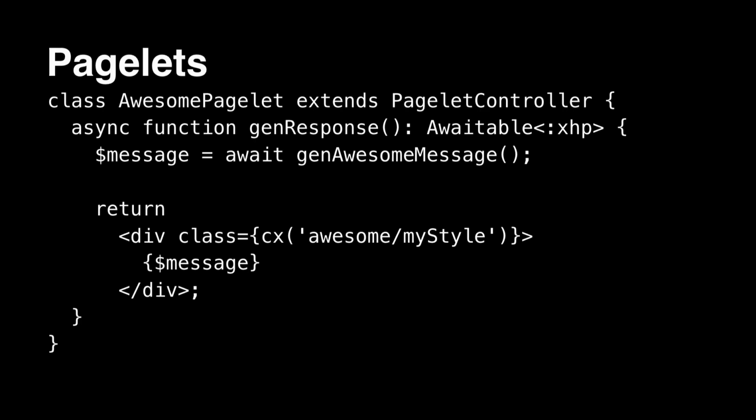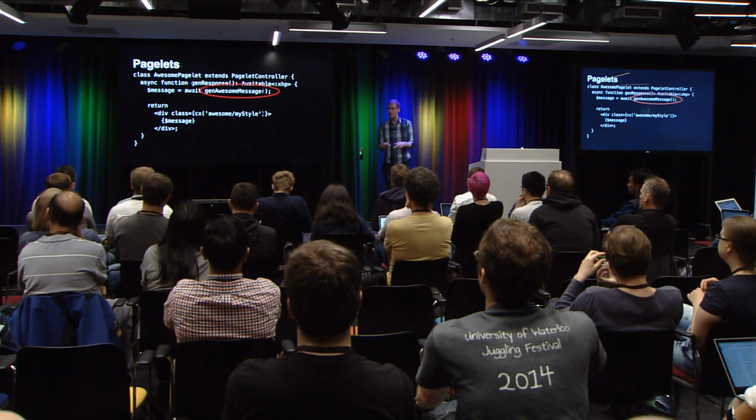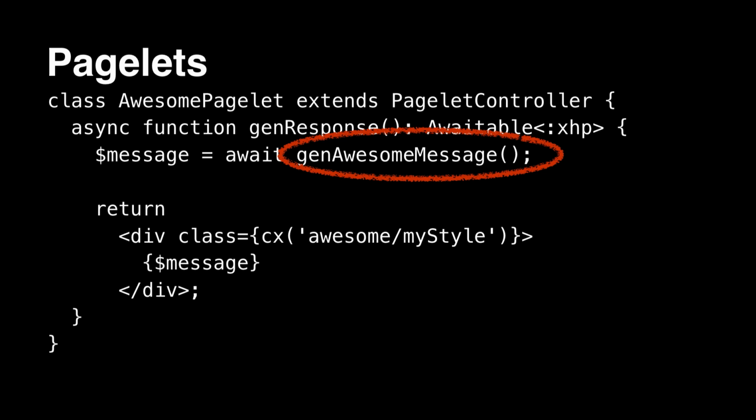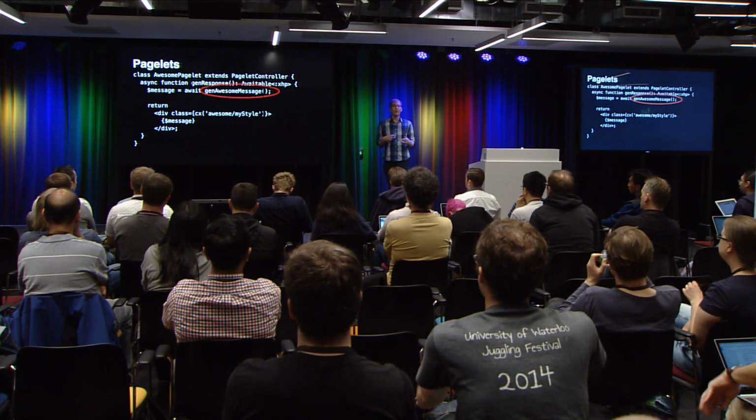So here's a snippet of something that kind of looks like what's in our PHP code base. We've got this awesome Pagelet, which is part of the page. It extends the Pagelet controller, and you've got this asynchronous function called genResponse, which calls another asynchronous function called genAwesomeMessage. So this could go to a database, Memcache, a thrift server, and it will execute in parallel with other things that are happening on the server.